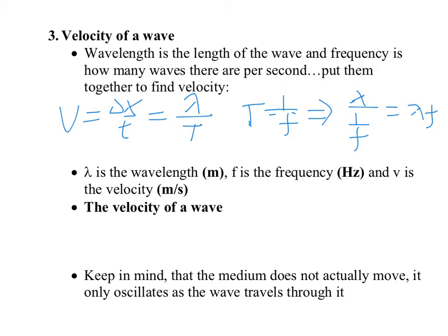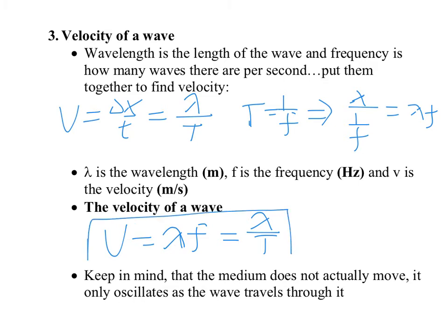Velocity of a wave equals wavelength times frequency. It is also equal to wavelength over period. So lambda is the wavelength, f is the frequency, and v is the velocity. But because frequency equals 1 over period, we can also say that speed is equal to lambda over t.